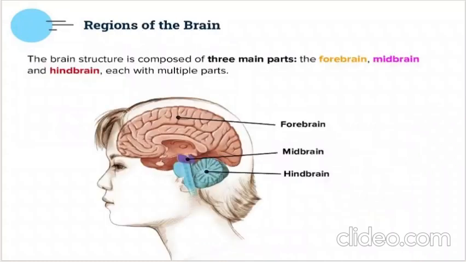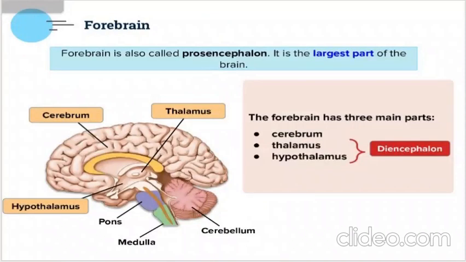Okay, now regions of the brain. After the five layers we get the brain. Now the brain is composed of three major parts: forebrain, midbrain, and hindbrain. These have more and more parts in them. A little bit complicated, but if you listen carefully, it will be easy. Let's start with the forebrain. The forebrain is also known as prosencephalon.